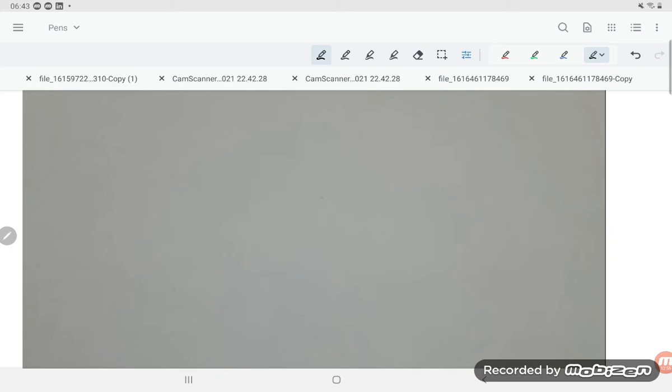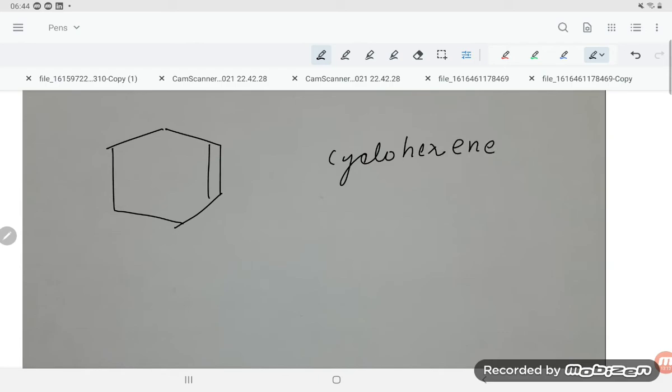Now let us have the cyclic compound, students. Suppose we are having a compound like that, and here is the ring. So the word cyclo will be there, then the word root hex. And then we will have the suffix ane: cyclohexane.